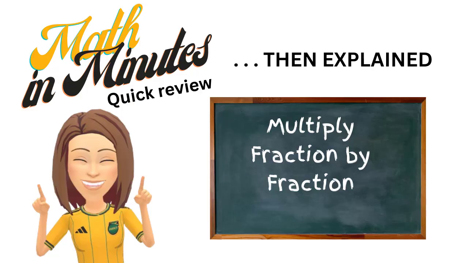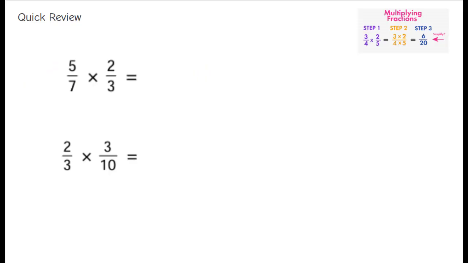Our quick review in this video is how do I multiply fractions? Multiply a fraction by a fraction. All that you have to do is multiply across. Look at your numerators, 5 times 2, the answer is 10. And your denominator, 7 times 3, your answer is 21. This answer cannot be simplified.